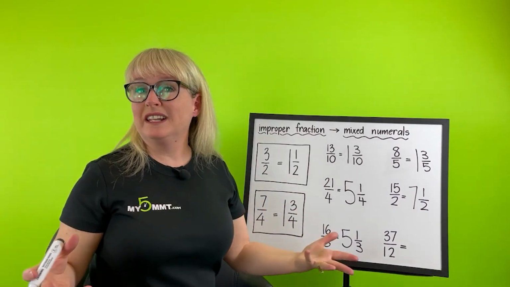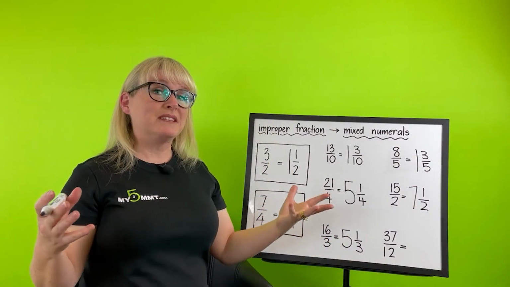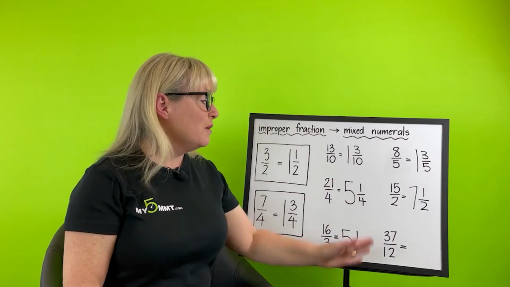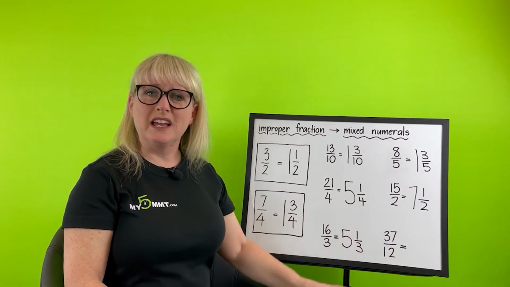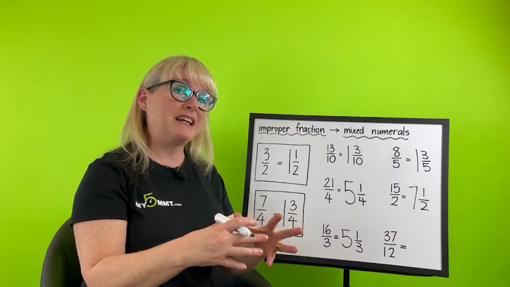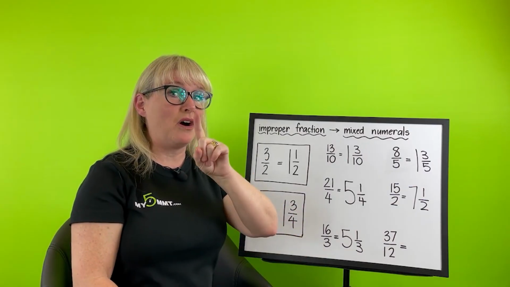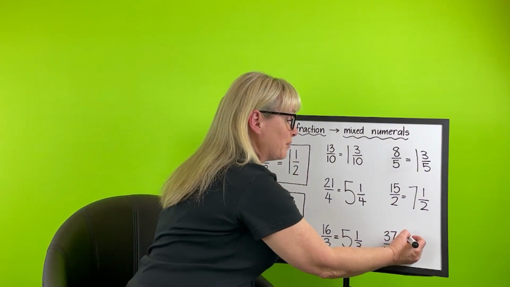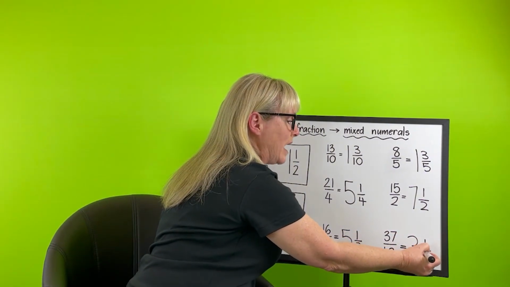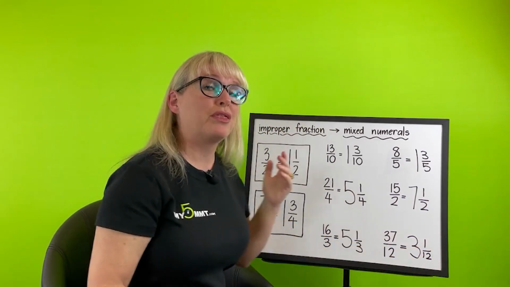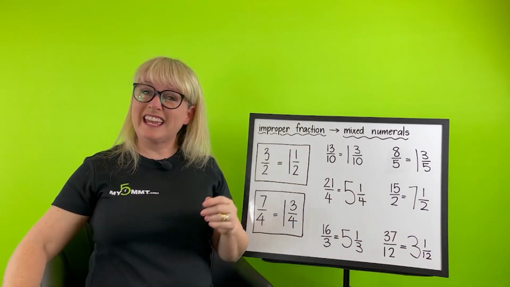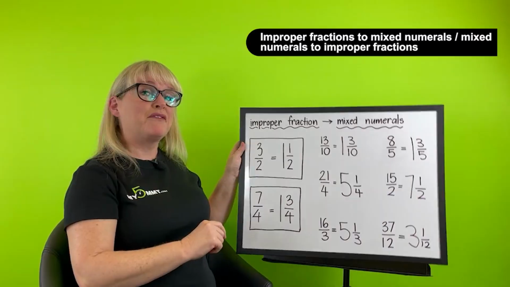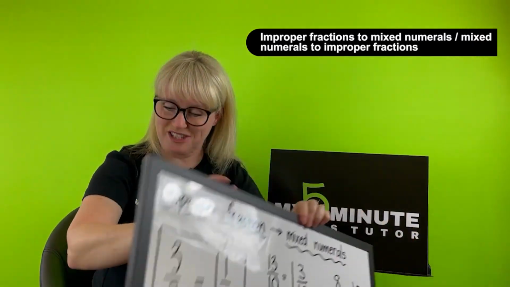37 twelfths. Even large fractions and large numbers can be changed over. We've got 37 twelfths. Let's count by 12, the 12 pieces that need to go together to make one whole. So I've got 12, 24, 36. I've got 3 whole groups and 1/12 as well. So 3 and 1/12.